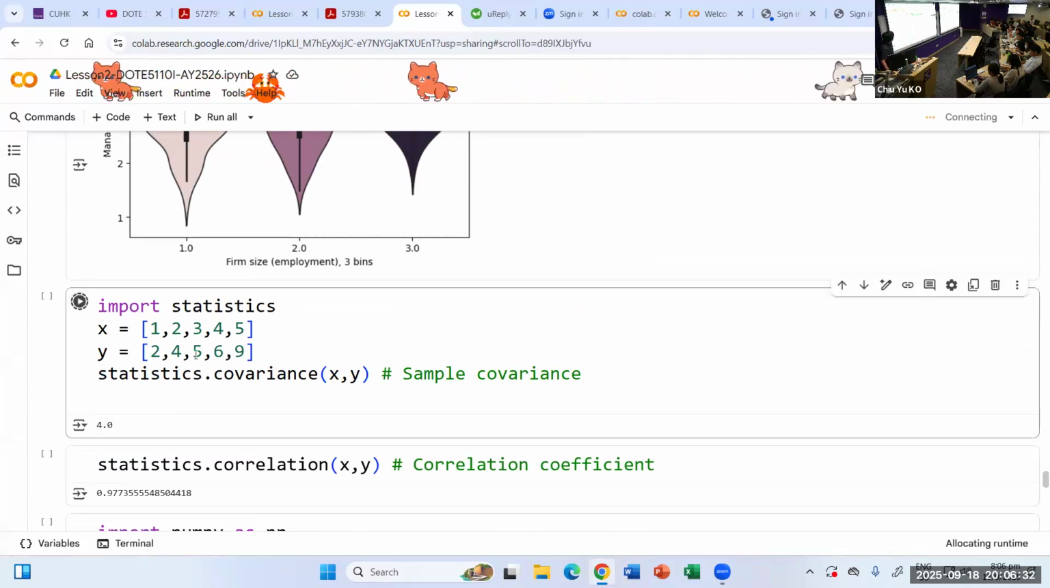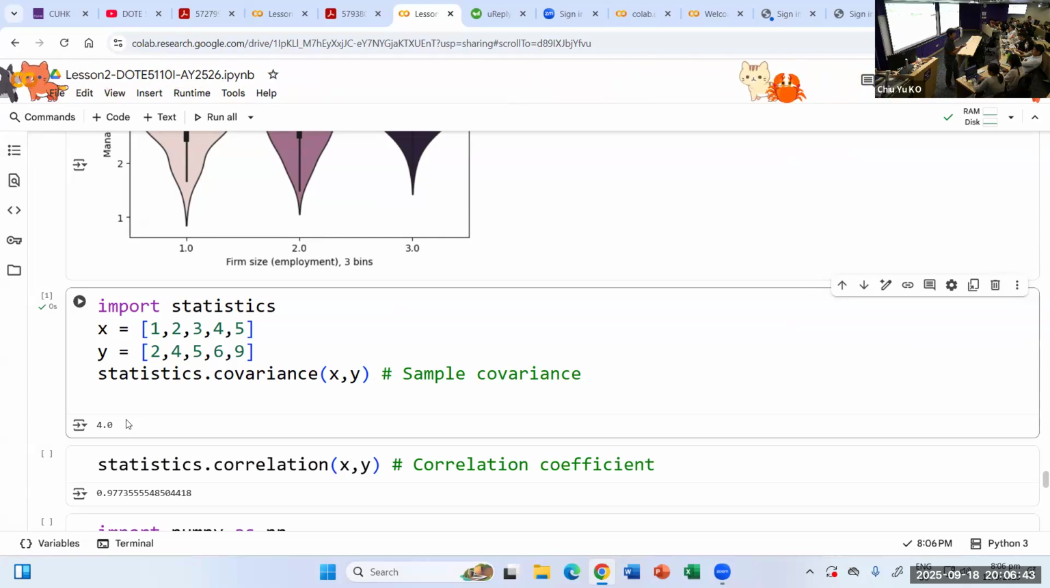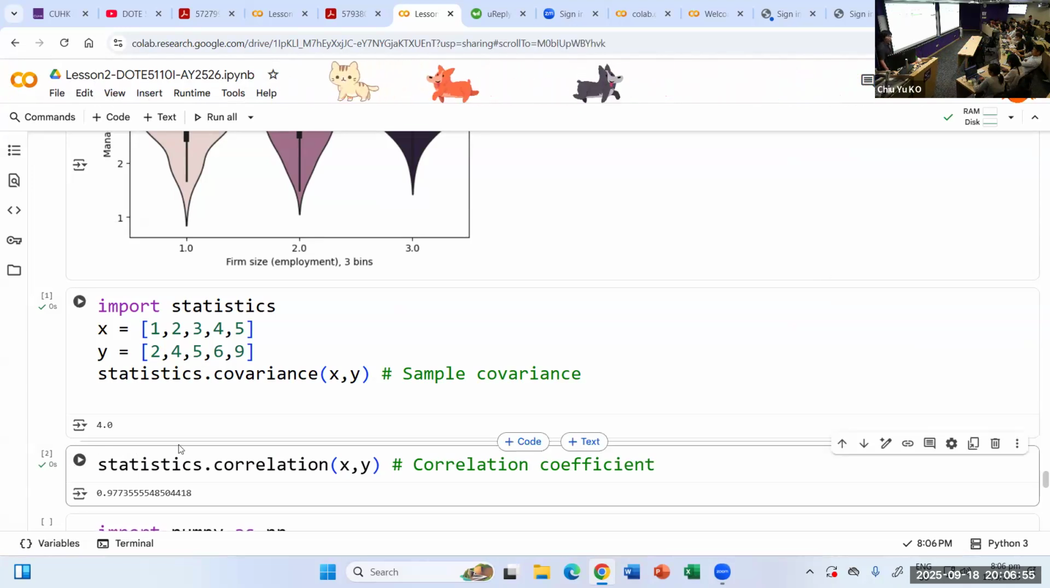I just run. It gives you the covariance, and probably you would ask, covariance is 4, what does that mean? It means nothing, but positively related. Because you can't say how strong it is, because the meaning of 4 or 5 or 6 has no meaning by itself. That's why we care about correlation. When you run that, it gives what we want. It's very strong, 0.9777. Is it big enough?